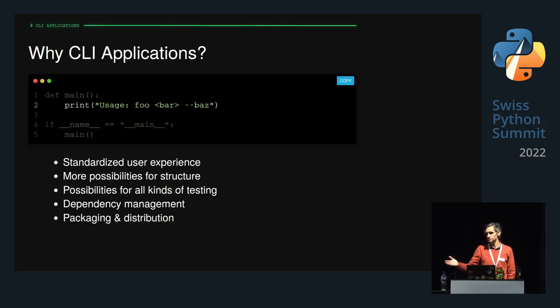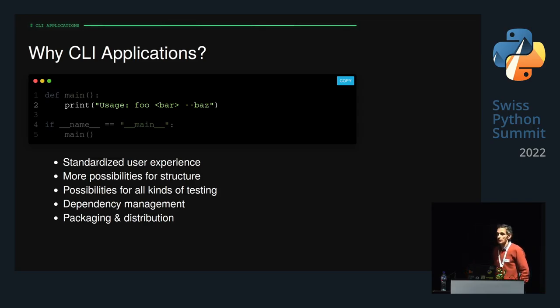Maybe you want a standardized user experience. There is IEEE standard 1003.1 on Unix systems, where the tools should have a standardized user interface, which looks a little bit like what the usage says. It's foo, bar, baz. The bar is a positional argument, and the other is an optional argument. What we would also get from a CLI application is more possibilities for structure and relative imports, where we don't have problems when we install packages.